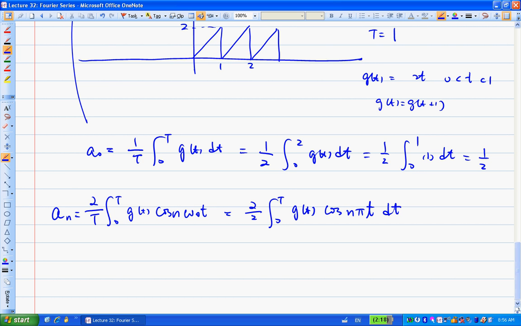Alright, replace the t with the 2 here too. Okay, so then you do the same thing. You don't integrate over 0 to 2 all the time. You only integrate from 0 to 1 because g(t) only exists between 0 and 1. So this 2 over 2 is 1, and the integral is from 0 to 1. Between 0 and 1, g of t is 1, so this is basically the integral of cosine n pi t dt.